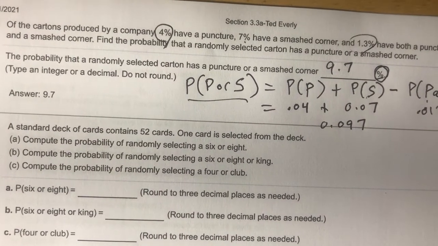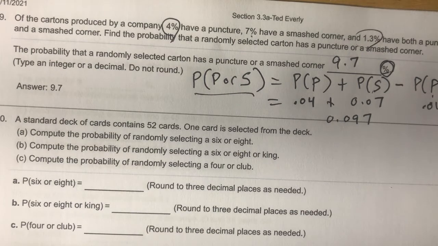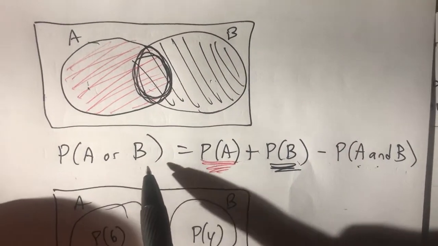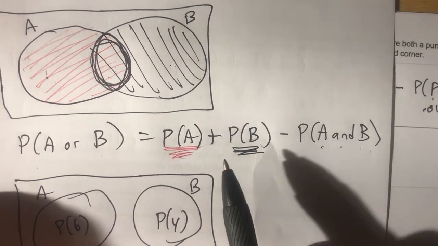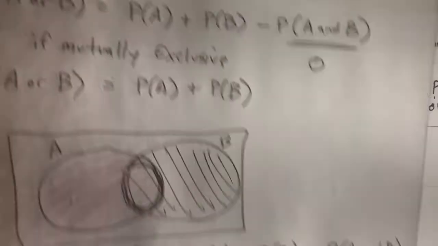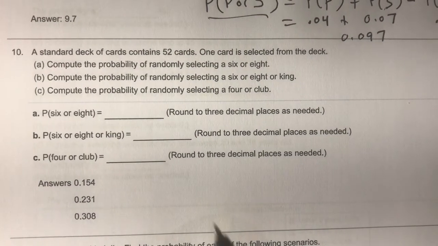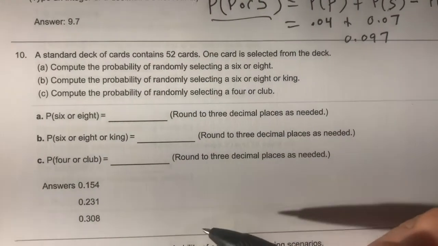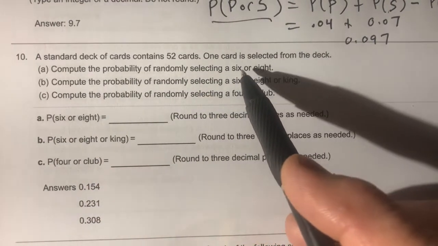So we're using the addition rule right here. Probability of A or B equals probability of A plus probability of B minus the probability of A and B. Okay, let's go to number 10. A standard deck of cards contains 52 cards. One card is selected from the deck. A, compute the probability of randomly selecting a 6 or an 8.